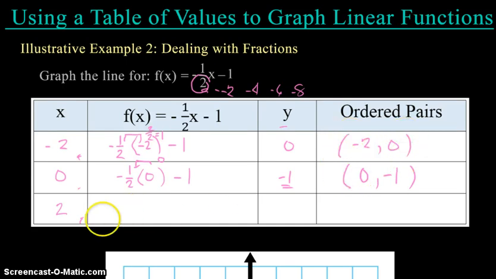Okay. Next, positive 2 tayo. So, negative 1/2 times 2 minus 1. So, negative 1/2 times 2 is, bibigyan ka ng 2 over 2 negative, and that is negative 1. So, negative 1 minus 1, that is negative 2. So, meron tayong ordered pair na 2 and then negative 2. Ito yung value ng x natin at ito yung value ng y. Okay?